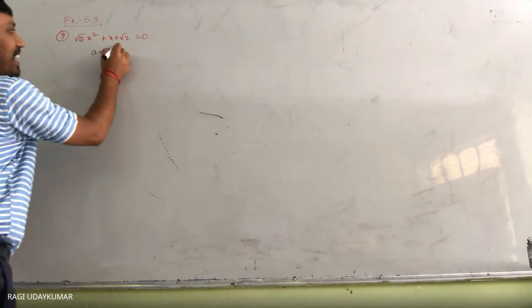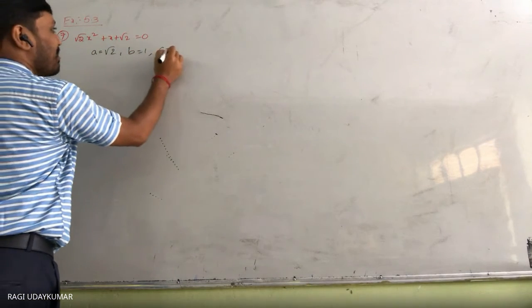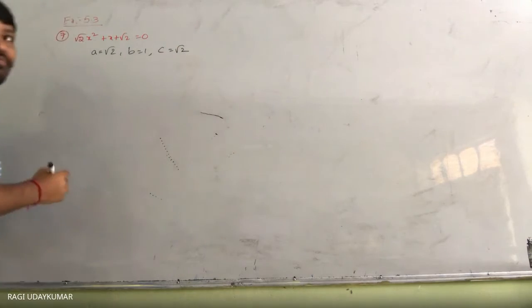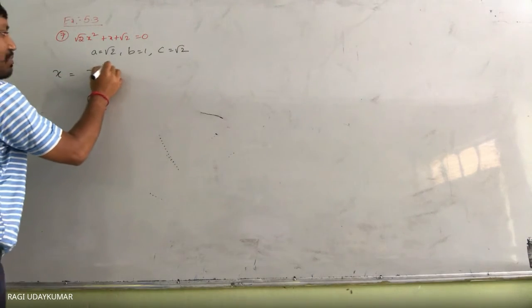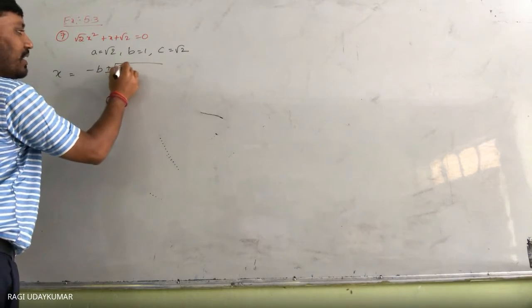मेरे साथ कर लो, मुझसे पहले करना है ये प्रॉब्लम. How many of you will do? Let us see. A equal to root 2, B equal to 1, C equal to root 2. X equal to minus B plus or minus under root of B square.